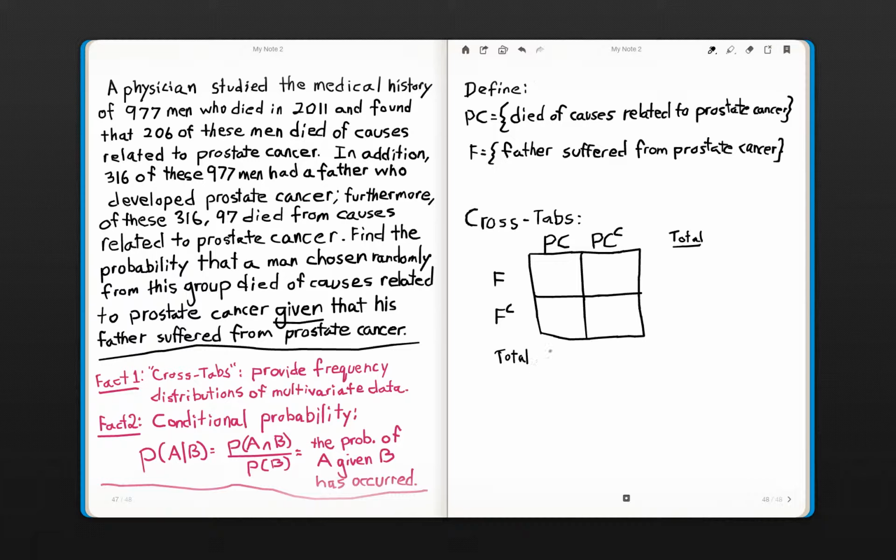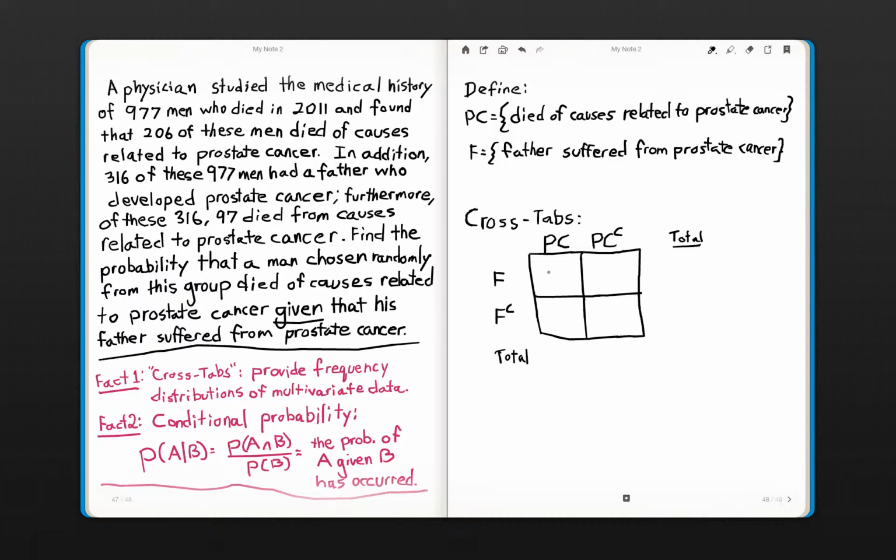Okay, so let's see if we can fill in this contingency table, or crosstab table. A physician studied the medical history of 977 men who died in 2011. Okay, so now we have an understanding of our population, so to speak, and found that 206 of these men died of causes related to prostate cancer. So that means that in this column here, PC, we're going to have a total of 206 people.